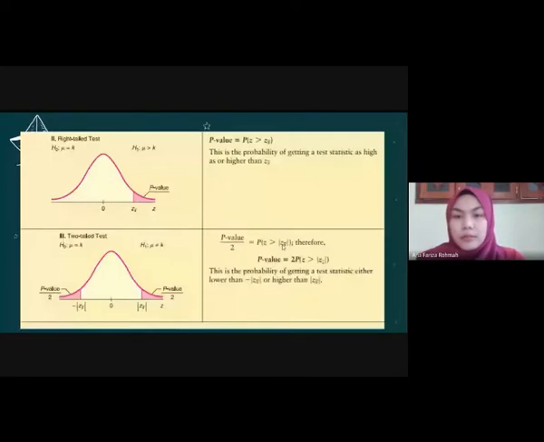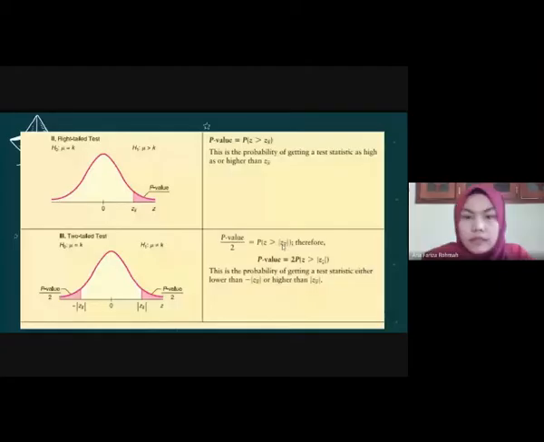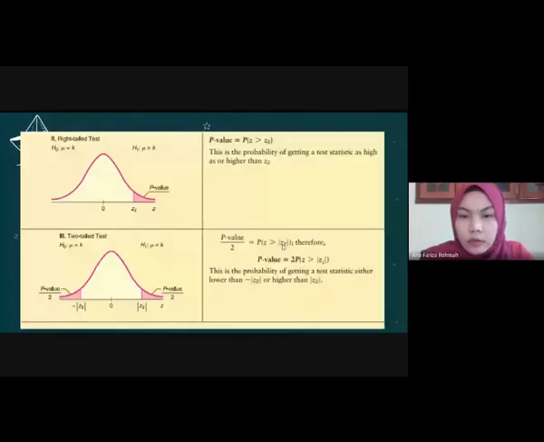Therefore, the p-value equals P(Z greater than the absolute value of z of x bar). This is the probability of getting a test statistic either lower than minus the absolute value of z of x bar or higher than the absolute value of z of x bar.